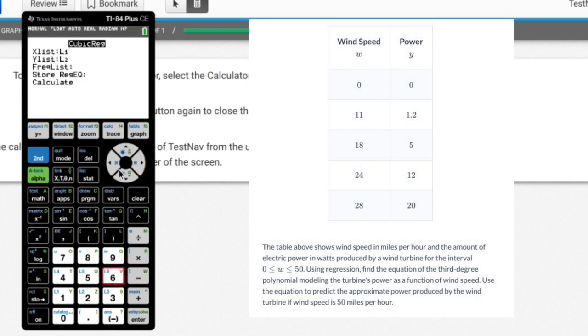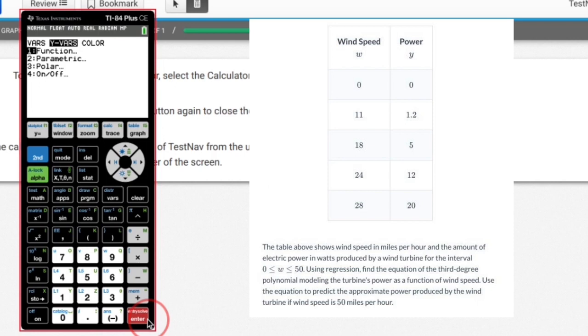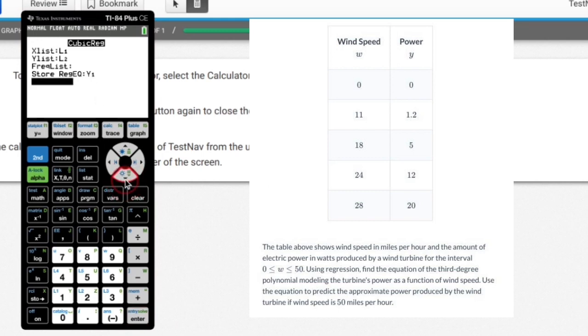Now, if I'm going to plug in 50, what I want to do is store this formula into y equals. And so this is what I'm going to do. I'm going to go to store reg eq, which means regression equation. I'm going to go to vars, hit right to y vars, function y sub 1. And what this is going to do is store my equation in y sub 1. So now when I go to calculate, it gives me that terrible answer again.